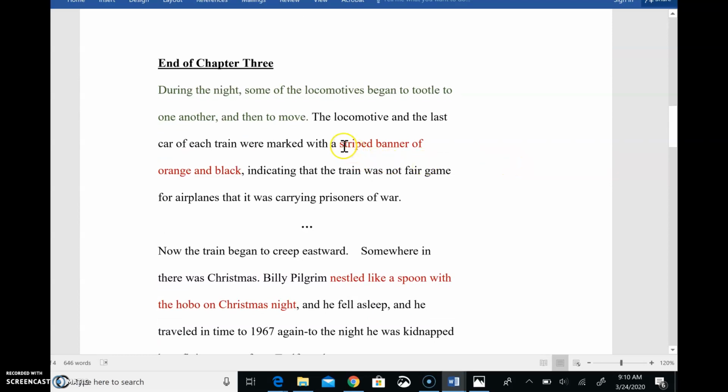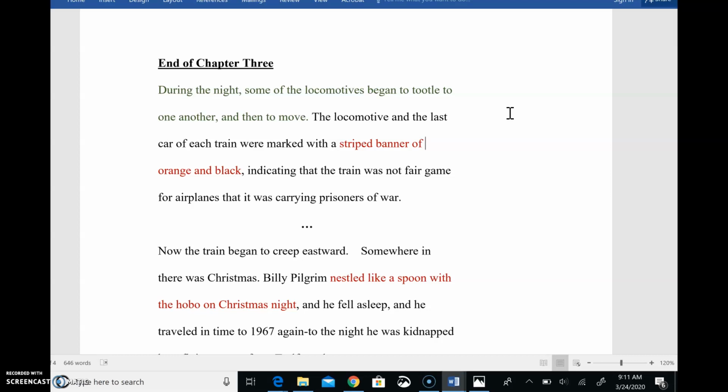Now I'm focusing only on one aspect, which is the imagery in the novel, the recurring images. Okay, I put the green here for a particular reason. One is to sort of highlight that this idea of the trains being the characters, this mechanical thing having more humanity than the soldiers, continues throughout. "So during the night, some of the locomotives began to tootle to one another and then to move." It's almost like Thomas the Train and his friend.